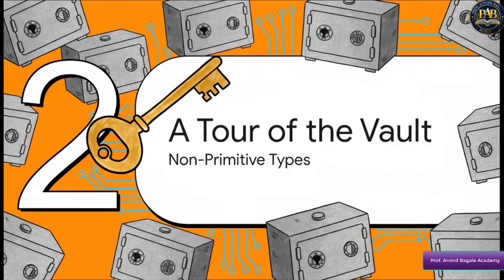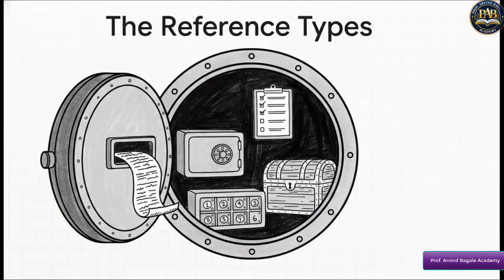All right, so let's take our key and head on down to the vault. It's time to see what kinds of safe deposit boxes, or non-primitive types, we can actually work with in Java. This is where things start to get really powerful. So inside our vault, we find four main types of boxes. We've got strings, which hold text. We have arrays, which are for lists of items. We have classes, which let us build our own custom objects from scratch. And we have interfaces, which kind of act like rule books for those objects. Let's open each one up and take a quick look.